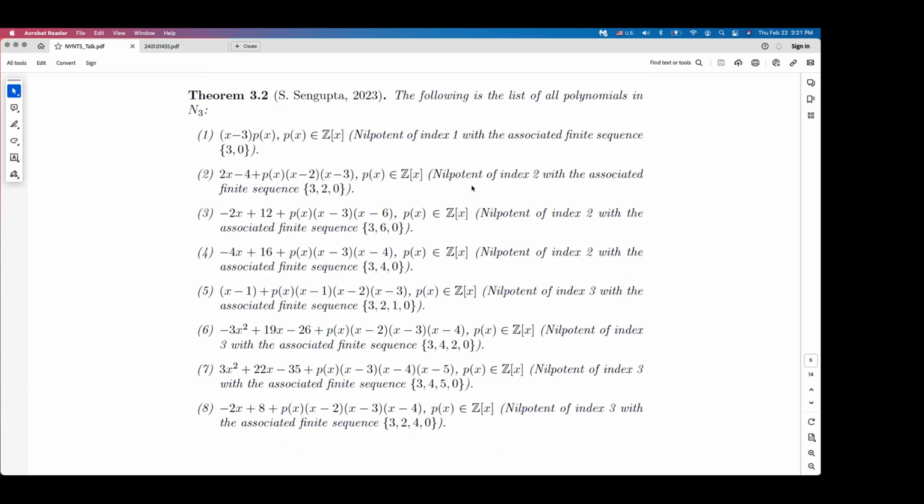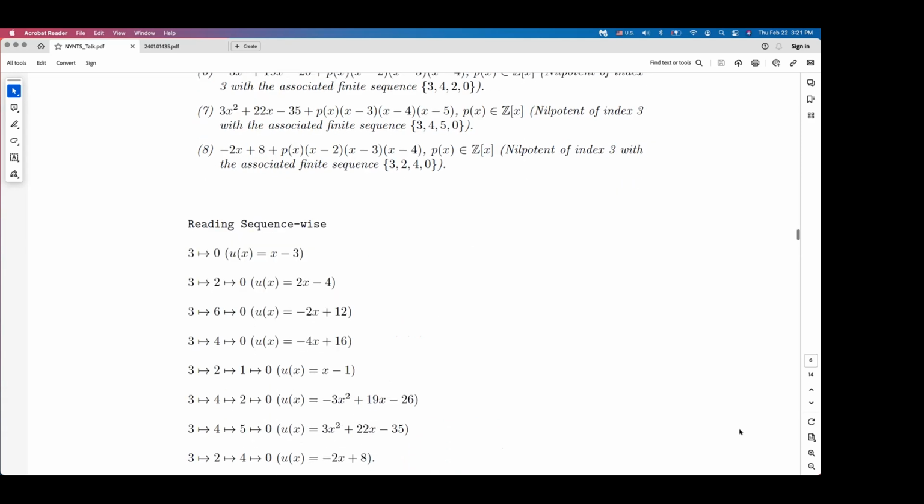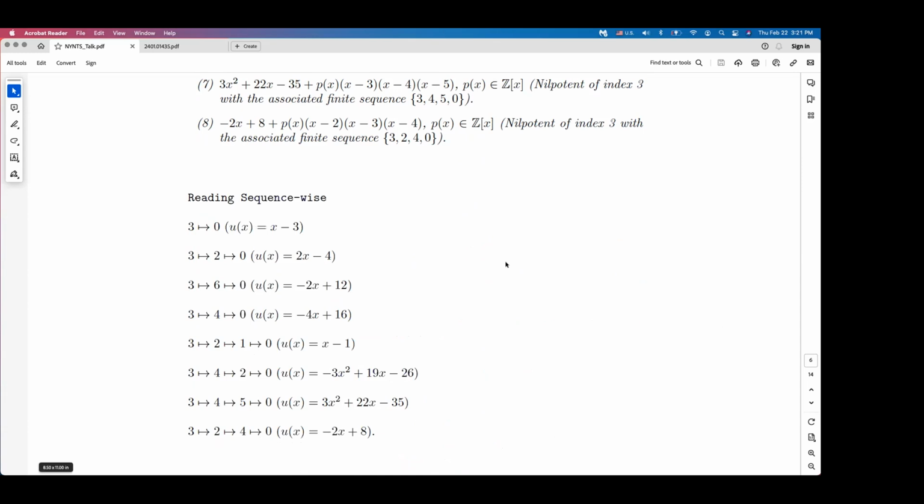So this is the case of 3. And you can see that the maximum index is 3 here. And that is the maximum that you will get. But there's something else going on with 3, which we will not see in 4. And that is the number of ways of traveling from 3 to 0 with index 3. So there are 4 ways of doing that.